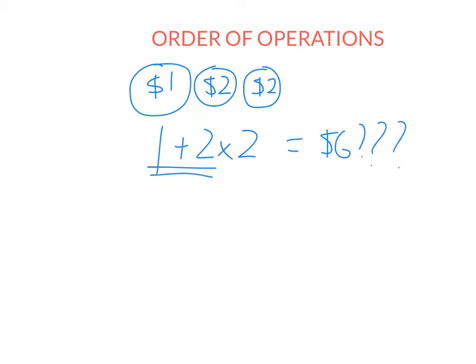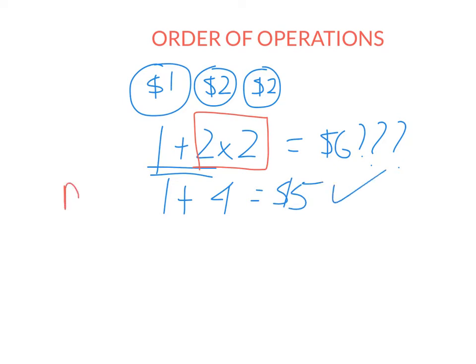Problem with doing that is that the 2's are sort of attached to each other because it's 2 lots of $2. And that's what happens with multiplication. It sort of sticks things together. And that's why it's important that we do it first. If I do the multiplication first, I get 1 plus 4, which is $5. And that is the correct answer. I have $5. So in our hierarchy of operations, we need to put multiplication above addition.